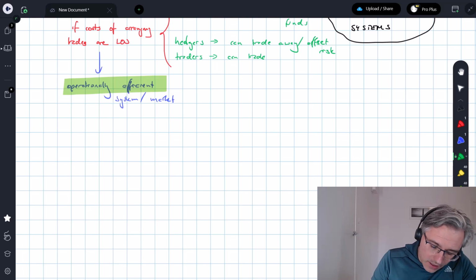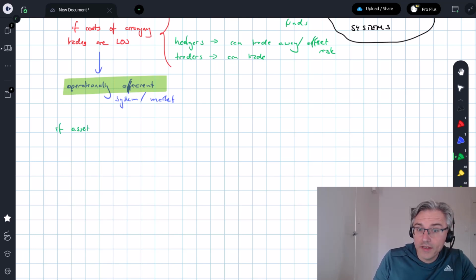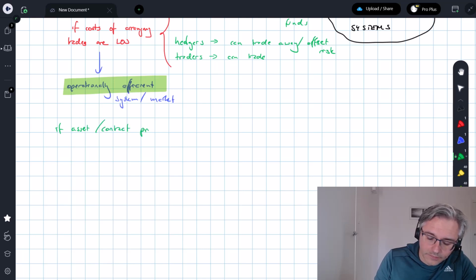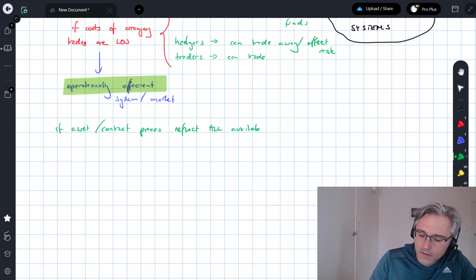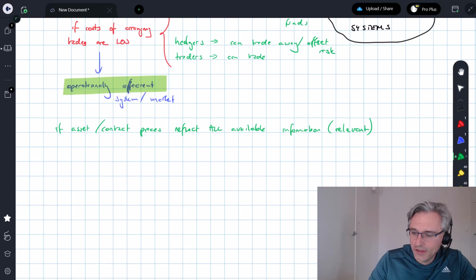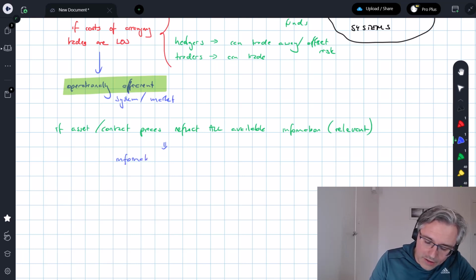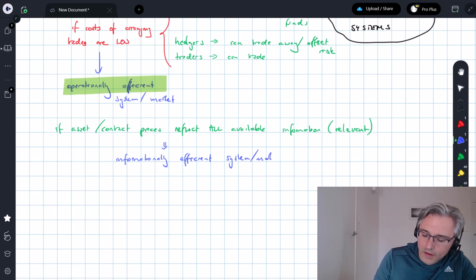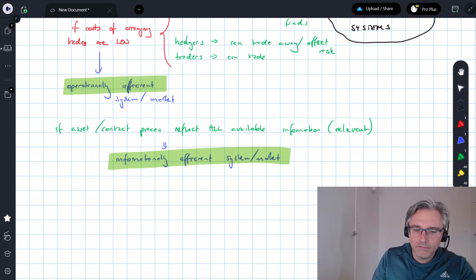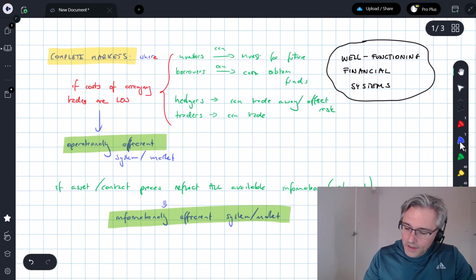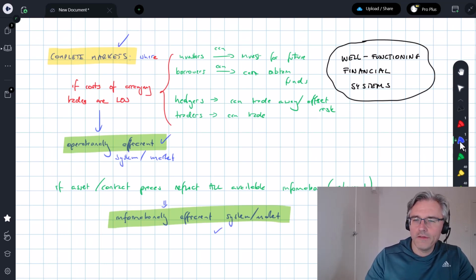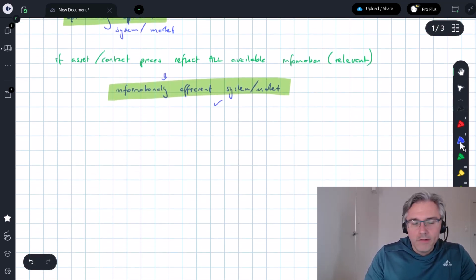So on top of this, if asset prices or contract prices, like derivative contracts, of course, reflect all the relevant and available information, then we're talking about an informationally efficient market or system. Okay, good. Now, if you couple all of these things, so the market being complete, operationally efficient, and informationally efficient, you get yourself a well-functioning financial system.